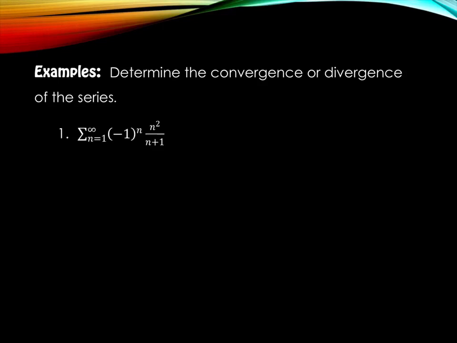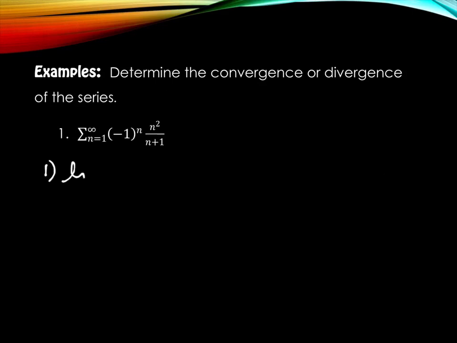So the first one is the summation from n equals 1 to infinity. It's got that form, negative 1 to the n, and then we have n squared over n plus 1 in it. We have two conditions that we have to check. Number one, that the limit goes to 0. And if it fails, then we're done and it diverges. And then number two, if that succeeds and it goes to 0, we have to make sure that we have a decreasing sequence. So we're going to start with the first one.